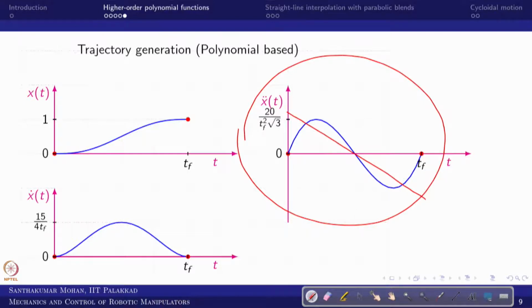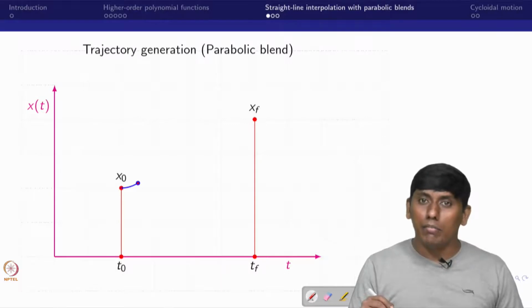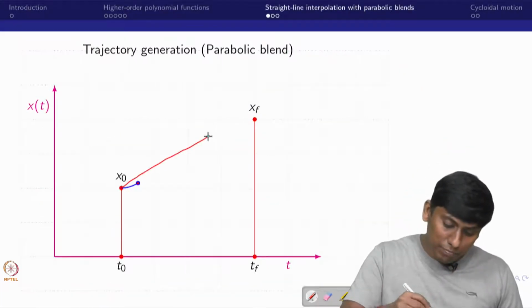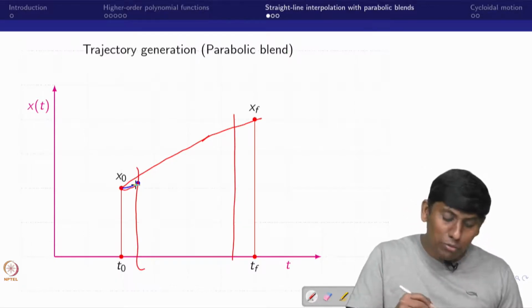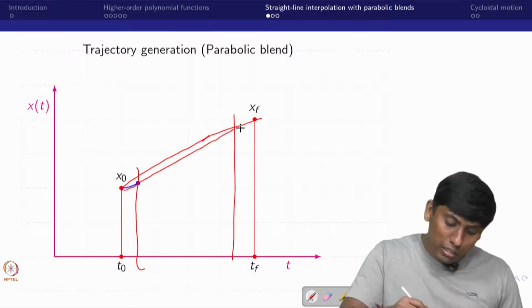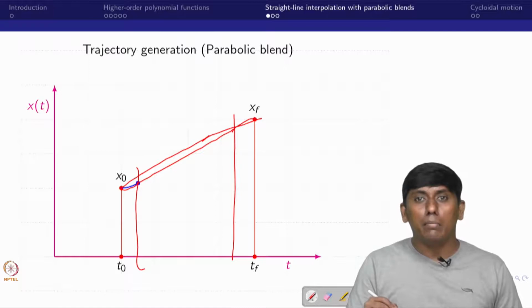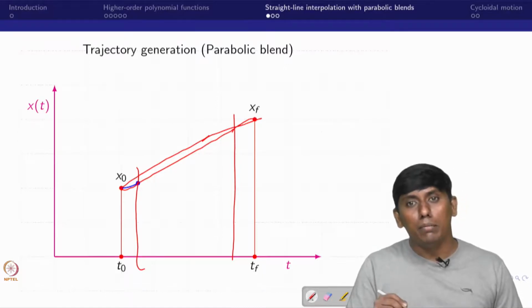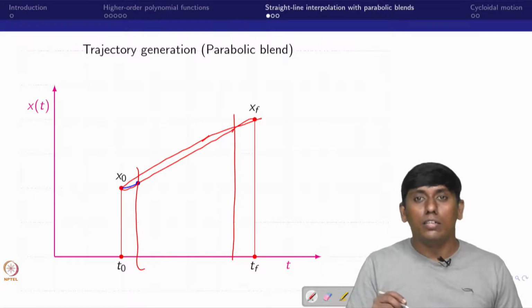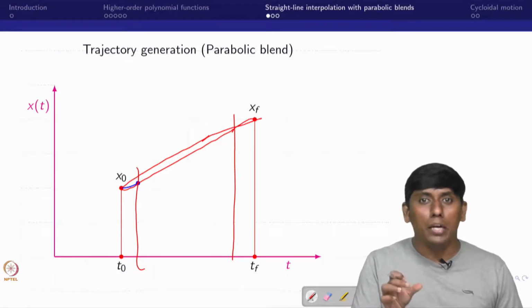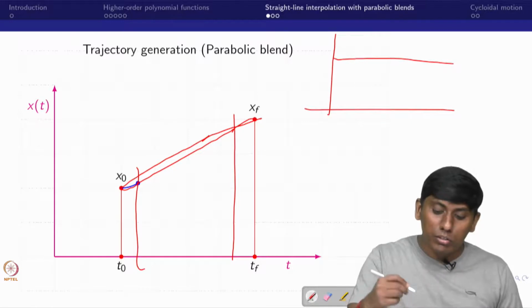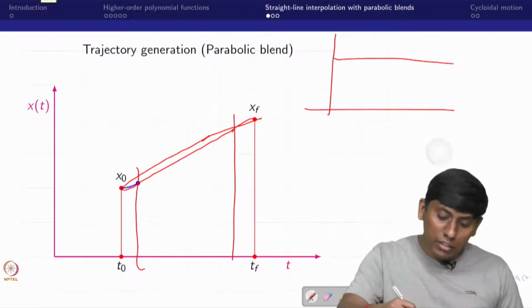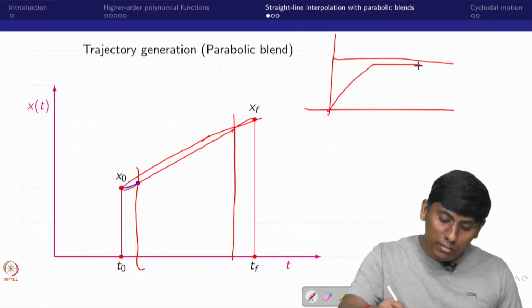Now we will see how the straight line interpolation can be brought into a parabolic blend. For that we have taken the straight line and I am breaking it into 3 segments. The first segment I assume is parabolic, then a straight segment, and then again a parabolic. So I need to make 3 blends: the simple straight line made into 2 parabolic segments along with 1 straight line. The other way around, if you look at the velocity, earlier the velocity was a straight line, in the sense constant. Now it will go like this.